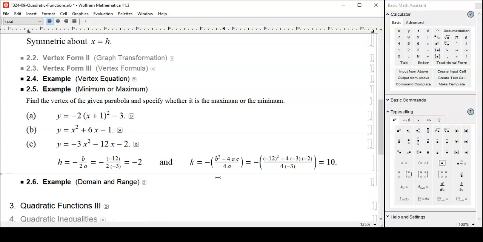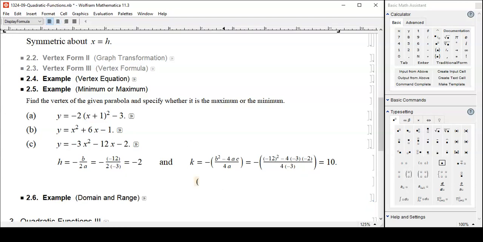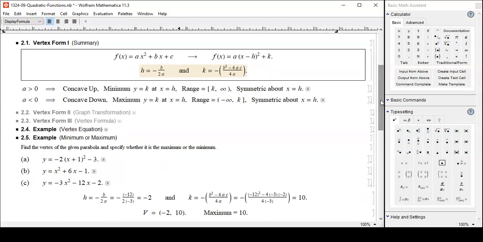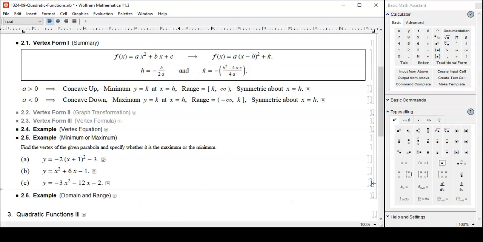So we have the vertex is -2, 10, and then is it maximum or minimum? A is negative, so concave down, so it's maximum. We can answer these kinds of things using the formula. This. Do you like this method? If you do, stick to it. If you don't, you can try this.